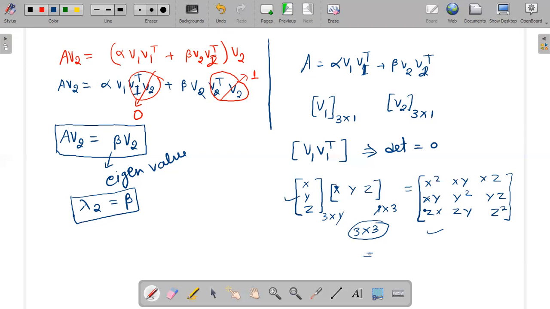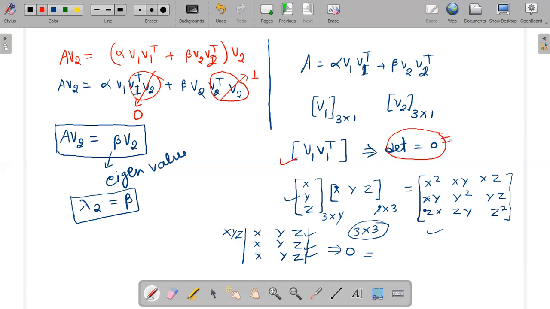Now you can clearly see what happens if you find the determinant of this matrix. We will take x common from the first row, so it will become x, y, z. We will take y common from the second row, so it will become x, y, z. We will take z common from the third row, so it will become x, y, z. So you can clearly see that all the rows are the same. Therefore, its determinant is 0. That's why I am saying that the determinant of v1 into v1 transpose is always 0. So when a column matrix is given, the determinant of v1 into v1 transpose is always 0.